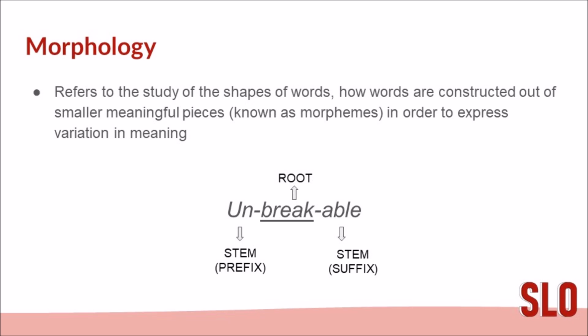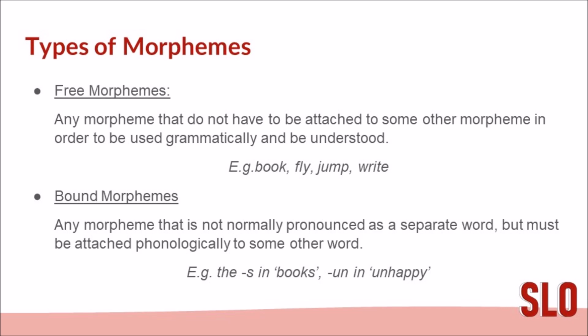Let's first understand what morphology is. Morphology refers to the study of the shapes of words and how words are constructed out of smaller meaningful pieces known as morphemes in order to express variation in meaning. For example, the word unbreakable comprises 3 different morphemes. The root of the word is break, and the other parts are known as a stem. Un, attached before the root, is known as a prefix, and able, attached after the root, is known as a suffix.